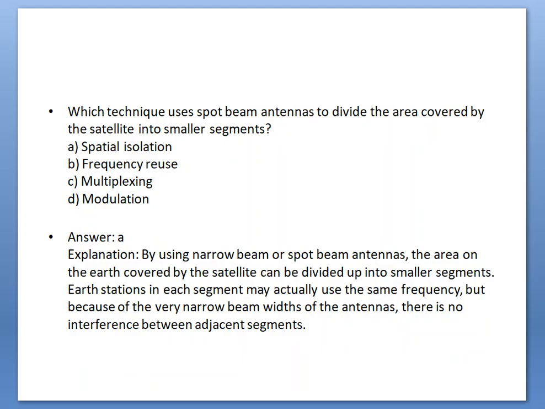And coming to the next bit: which technique uses spot beam antennas to divide the area of coverage by the satellite into smaller segments? Option A, spatial isolation. Option B, frequency reuse. Option C, multiplexing, and the last one is modulation. Yes, the answer is spatial isolation. By using narrow beam or spot beam antennas, the area on the earth covered by the satellite can be divided into small segments. Each segment may use the same frequency, but because the antennas have very narrow beam widths, there is no interference between the adjacent segments.